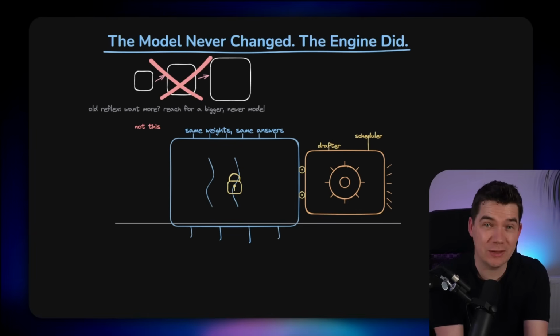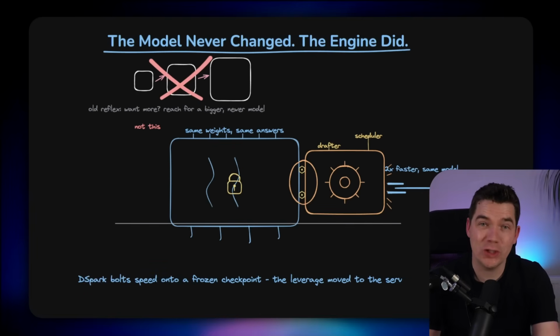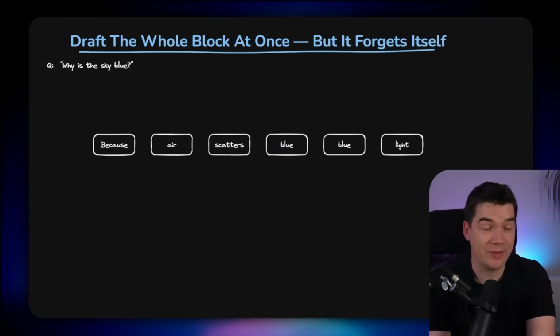So how does DSpark actually earn that speed improvement? Well, there are essentially two innovations: the drafter and the scheduler. The fastest way to draft is to guess a whole block of tokens in parallel, all in a single shot, instead of one after the other the way a normal drafter or the big model itself would.